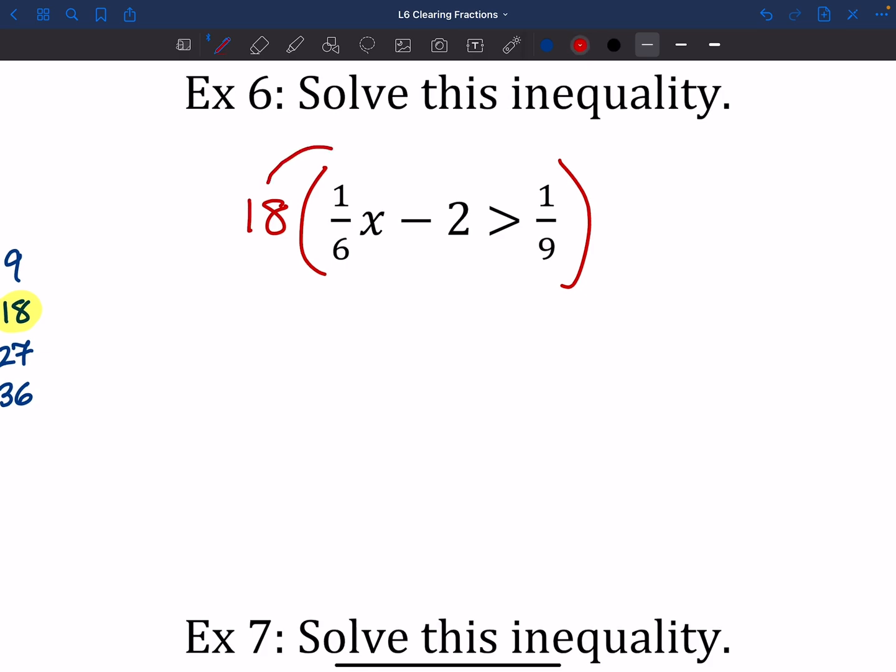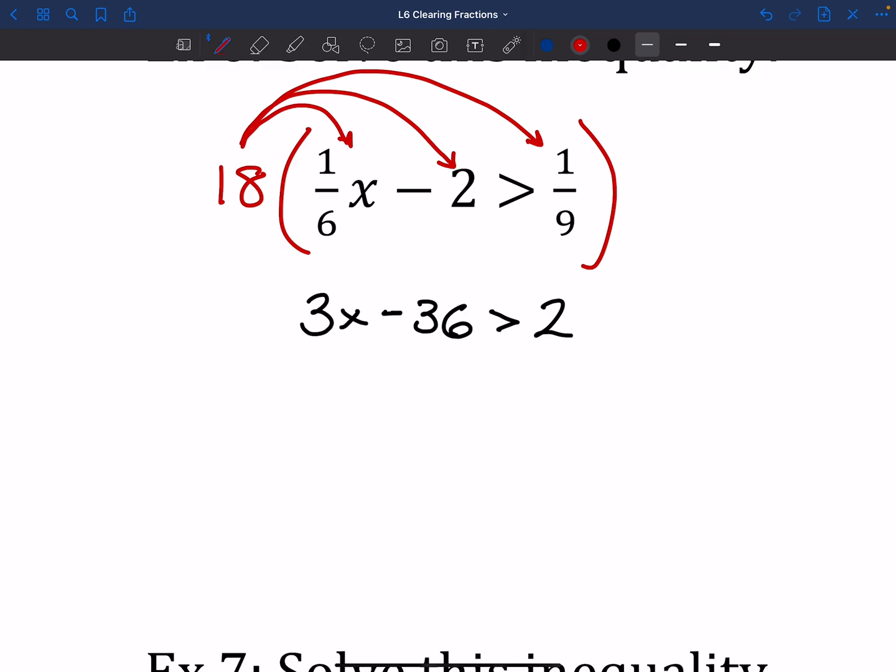All right, so when I do 18 times 1/6, 18 divided by that 6 on the bottom leaves us with 3. 3 times that 1 up top stays as 3 with an x on it. When we do 18 times -2, that's just regular old multiplying. That's going to give us -36 there. And then 18 times 1/9 on the other side. 18 divided by the 9 is 2. 2 times that 1 up top stays as 2. Two steps left. Got to get that 36 away from the x's, so we're going to add 36 to both sides.